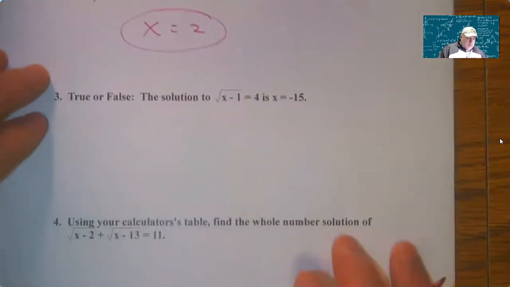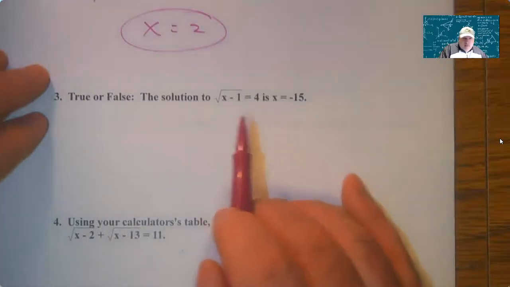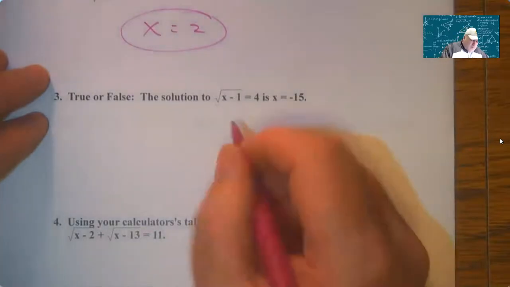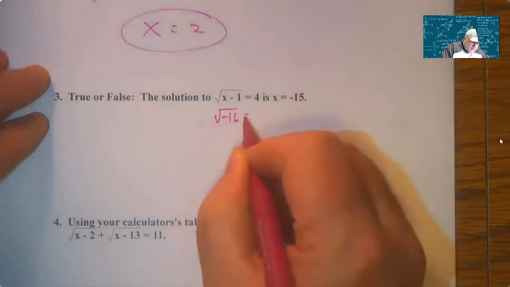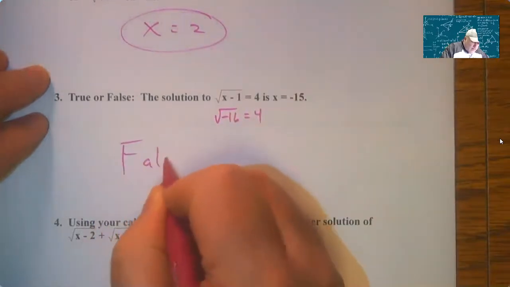True or false? The solution to this is x equals -15. Well, this is false because you get the square root of -16. That cannot be.